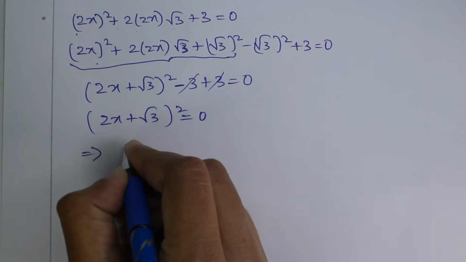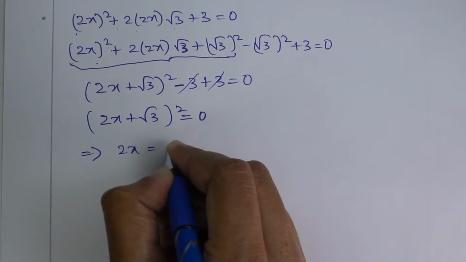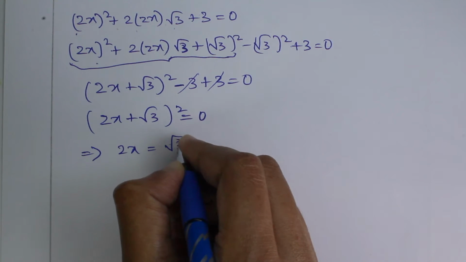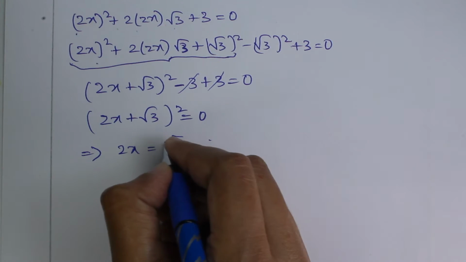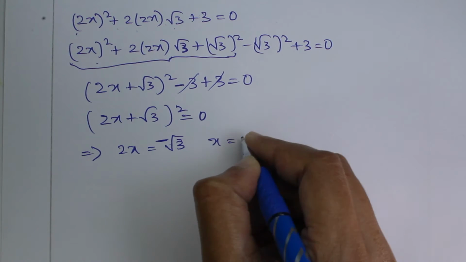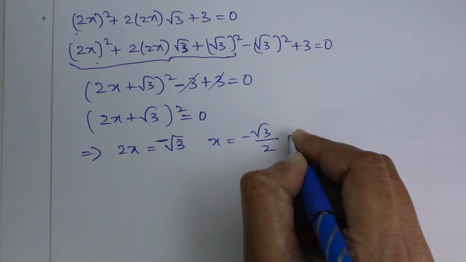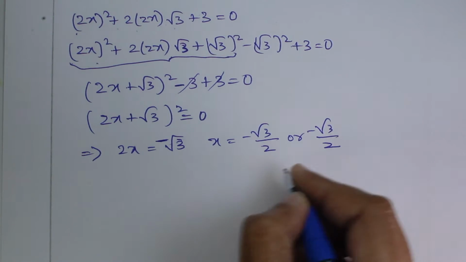That implies 2x is equal to minus root 3, x is equal to minus root 3 by 2. There are two roots for this equation, both equal to minus root 3 by 2.